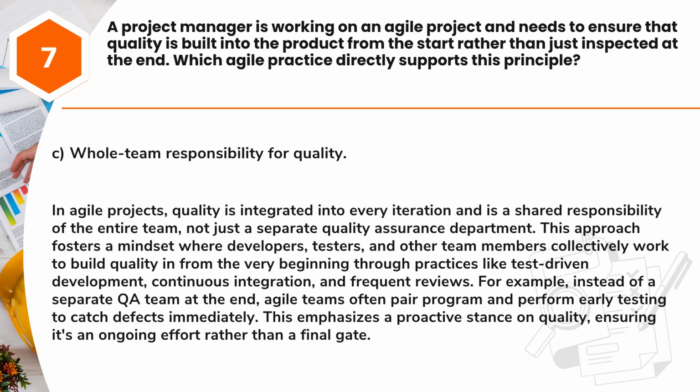For example, instead of a separate QA team at the end, Agile teams often pair program and perform early testing to catch defects immediately. This emphasizes a proactive stance on quality, ensuring it's an ongoing effort rather than a final gate.